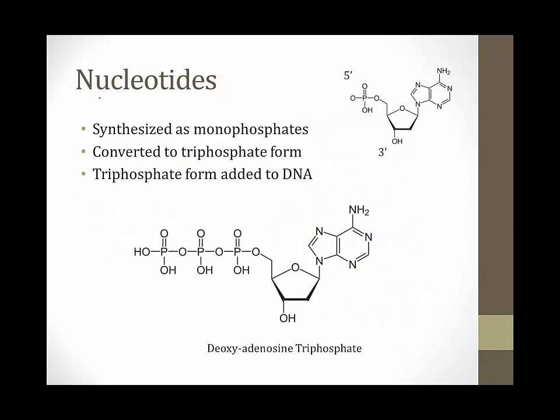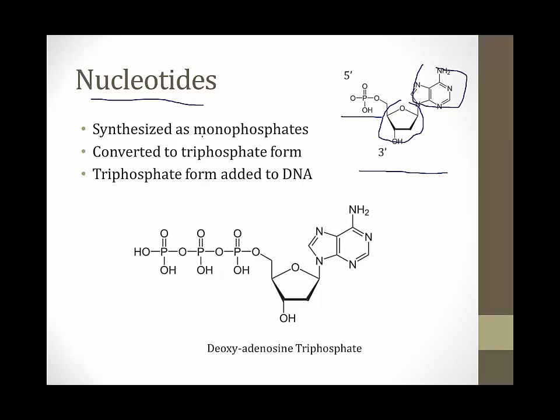Nucleotides are the building blocks of DNA. DNA is a polymer made up of repeating nucleotide monomer units. At the top right side of the screen is an example of a nucleotide. It contains three pieces: a nitrogenous base, a ribose sugar, and a phosphate group.